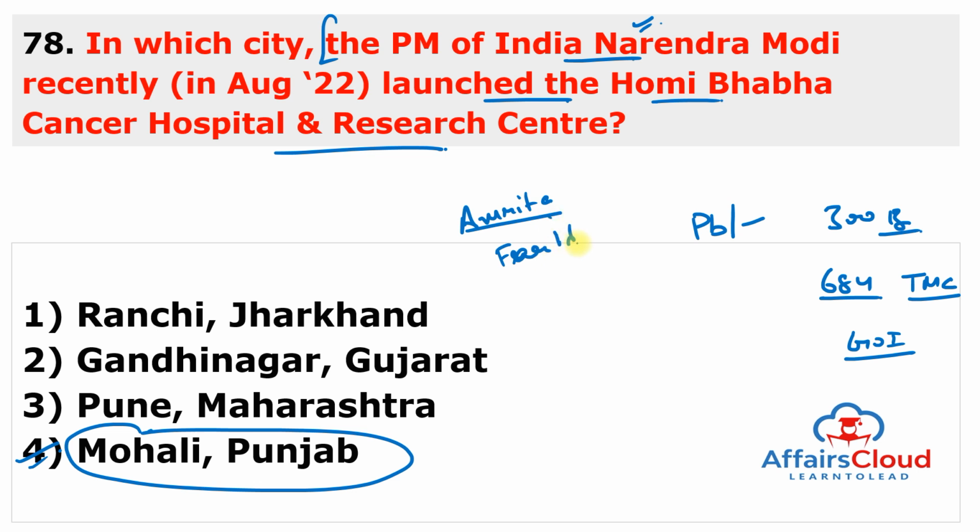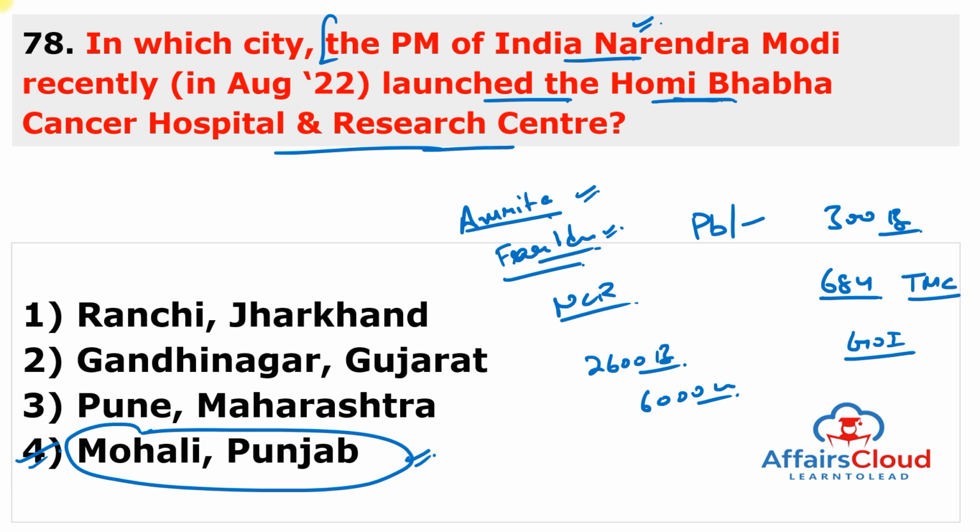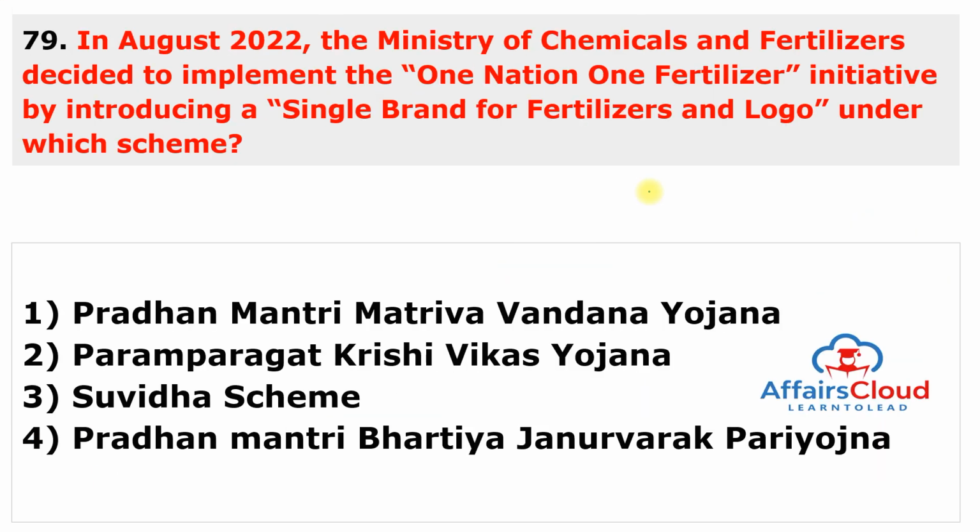But you can also remember one thing, that Prime Minister Narendra Modi also inaugurated Amrita Hospital in Faridabad, and Faridabad is in Haryana, and it provides a significant boost to the modern healthcare infrastructure in the National Capital Region. And Amrita Hospital is a 2600-bed super specialty private hospital built at a cost of 6,000 crore and administered by the Mata Amritanandamayi Math. So just remember, this Amrita Hospital is in Faridabad, Haryana, and this Homi Bhabha Cancer Hospital and Research Center is situated in Mohali, Punjab. Moving to the next question.